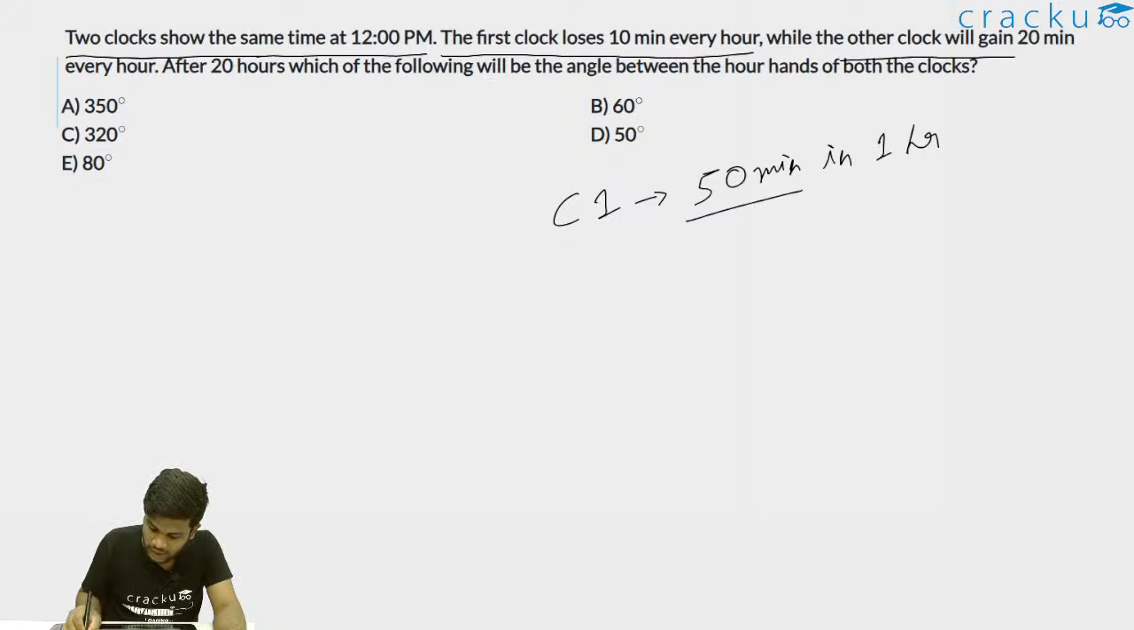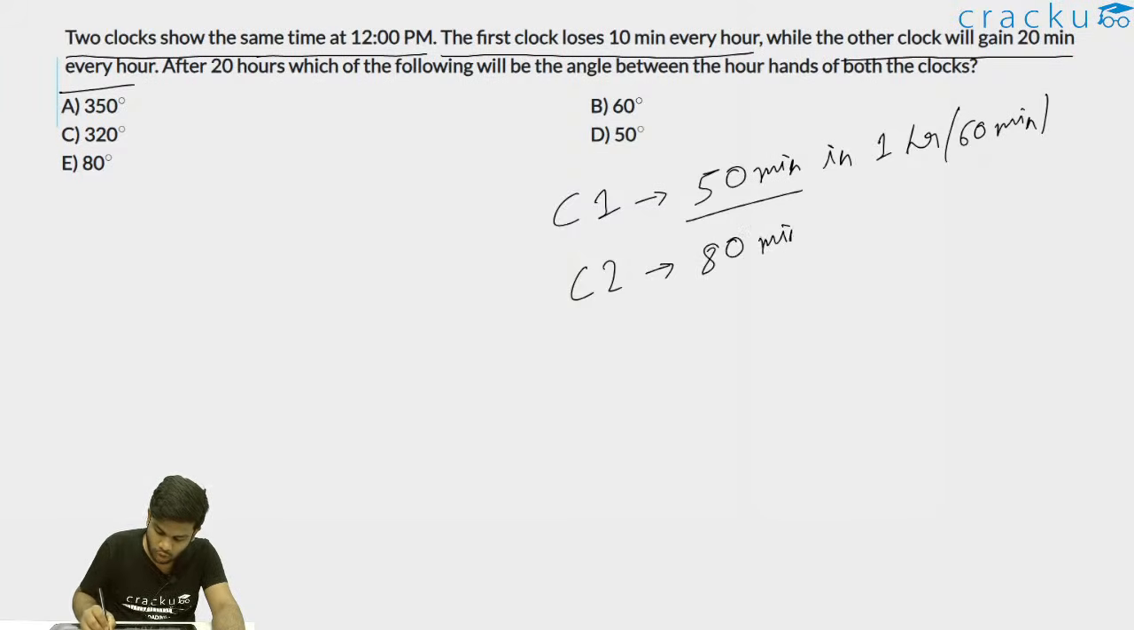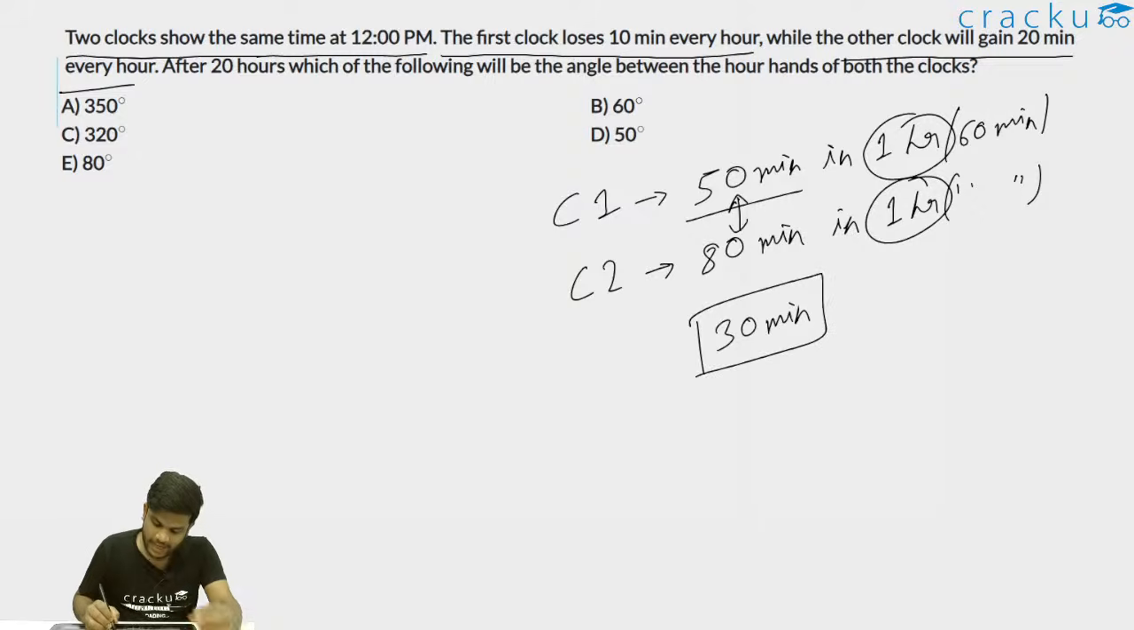Now it is said that the other clock will gain 20 minutes every hour. So let's take another clock, which is clock 2. It is gaining 20 minutes every hour. So in 1 hour it is 60 minutes, so 60 plus 20 will be 80 minutes. So that means clock 2 will measure 80 minutes in 1 hour, which is actually 60 minutes. So when exactly 1 hour has passed, the difference between the time shown by both the clocks is 30 minutes. Now this is the difference in 1 hour.